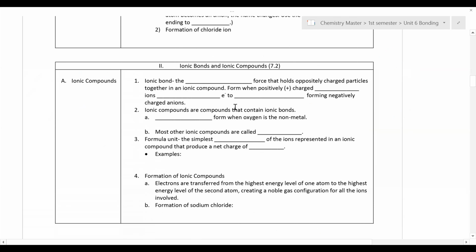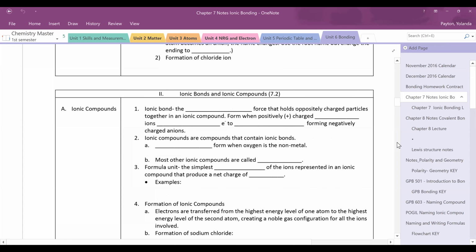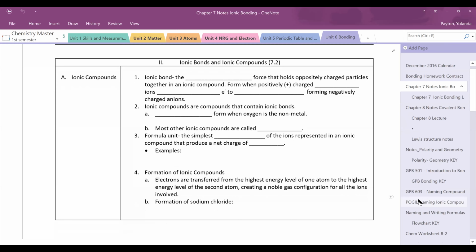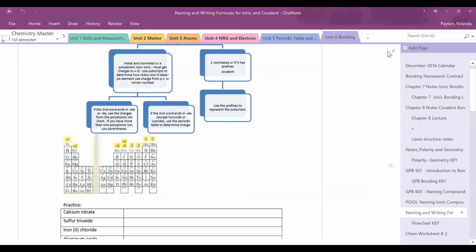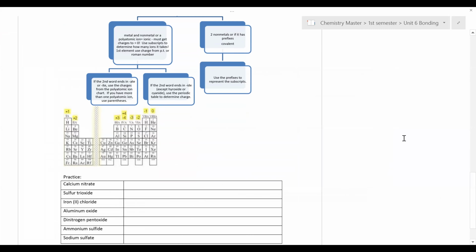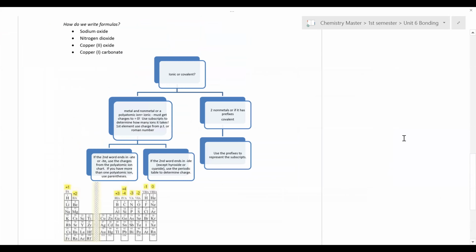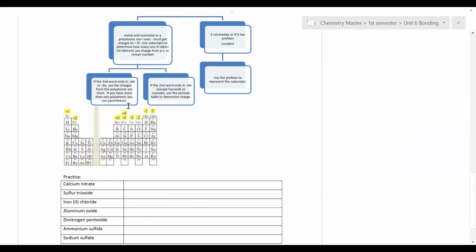So I'm going to switch over to this flow chart that I want you guys to look at. This is on OneNote and it is on Schoology. I would strongly suggest you open it, okay? You're going to need it because you're going to want to look at this table a little bit later.